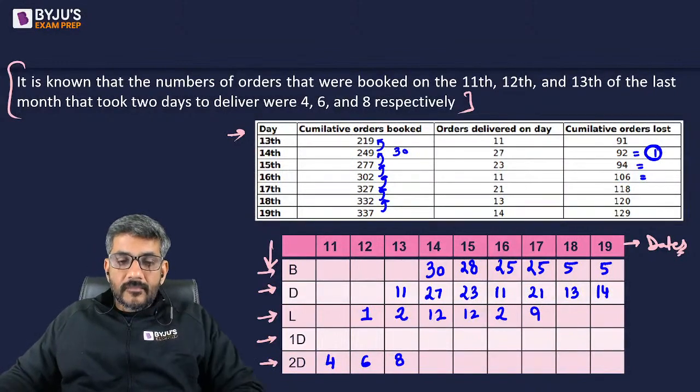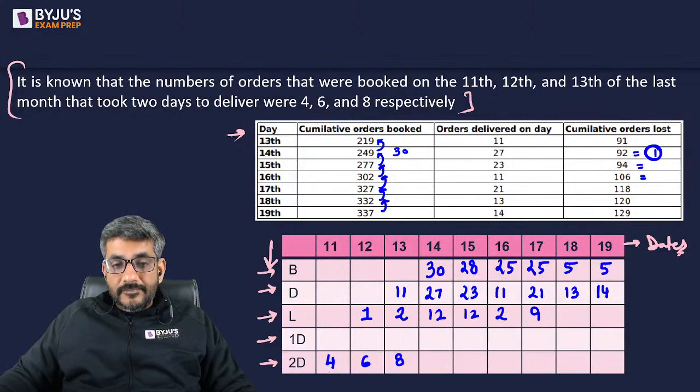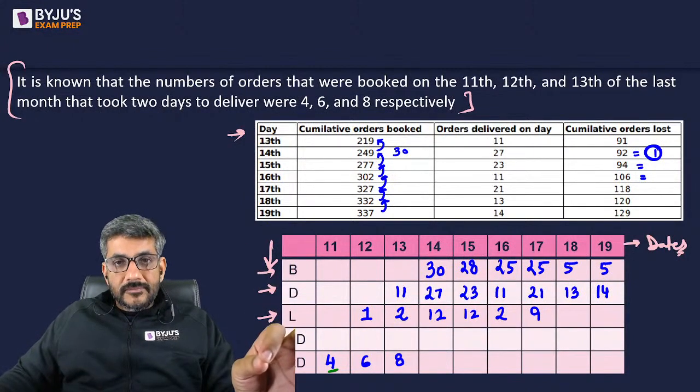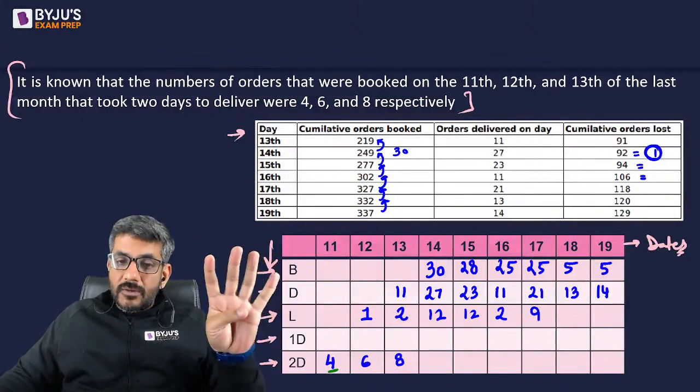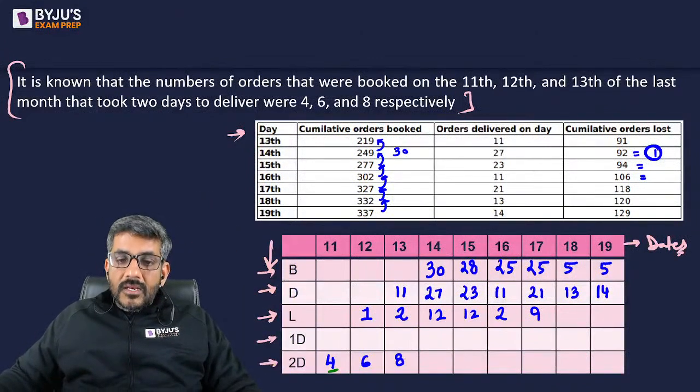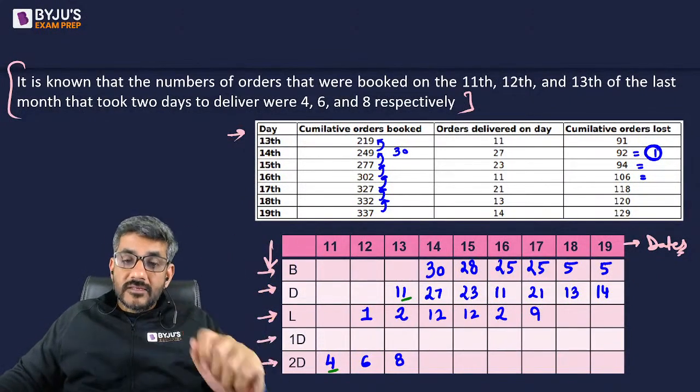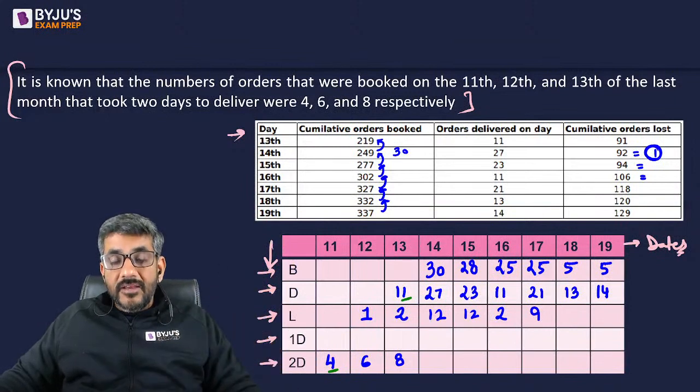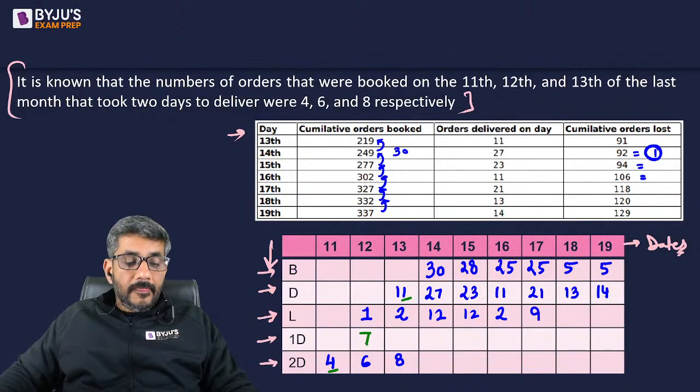Now the important point is, if I look at this 4, on 11th there were 4 orders which were booked on 11th but delivered on 13th. Now how many orders were delivered on 13th? 11. Out of those 11, 4 orders were booked on 11th. Which were the remaining 7? 11 minus 4. Can I say the remaining 7 were actually booked on 12th?